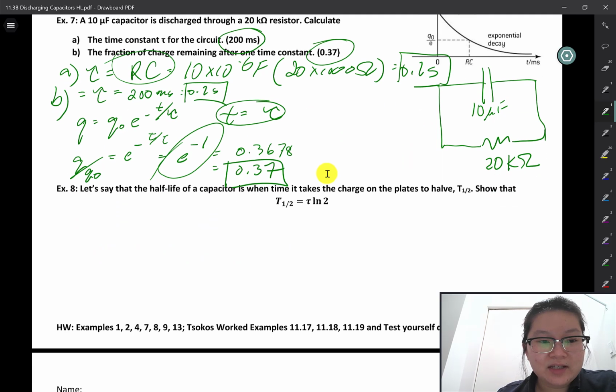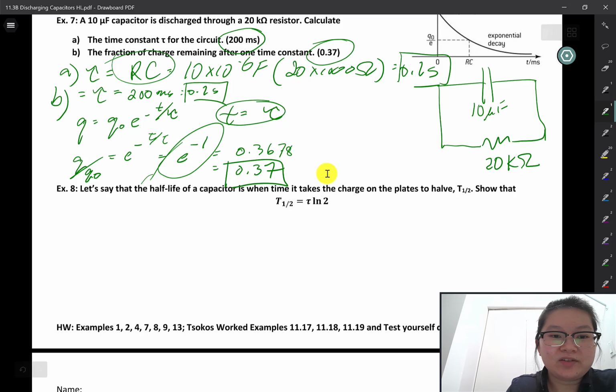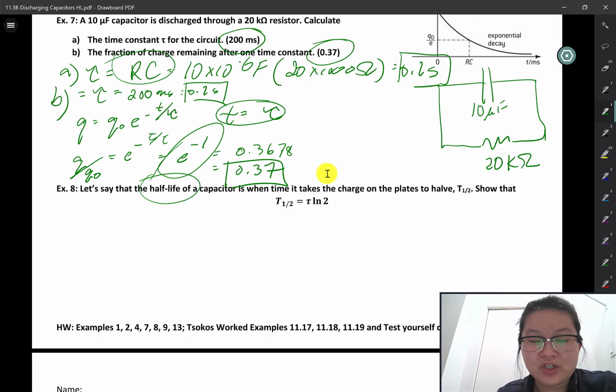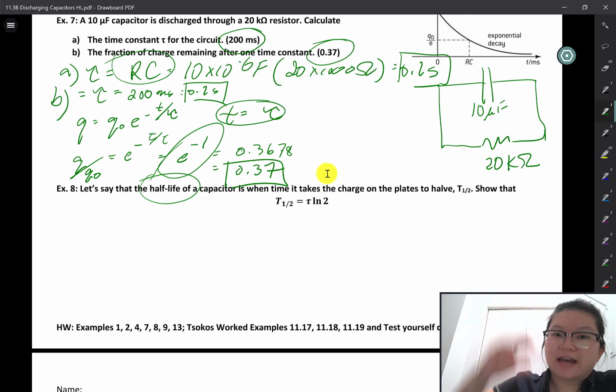Which also leads us to example 8, because we can also talk about something called a half-life, which we will learn in the nuclear unit, or you may have learned in a previous science course. The half-life is the time it takes for exactly half of the charge to be lost on your capacitor. Or another way, it's a time that it takes the charge on your capacitor to halve itself.